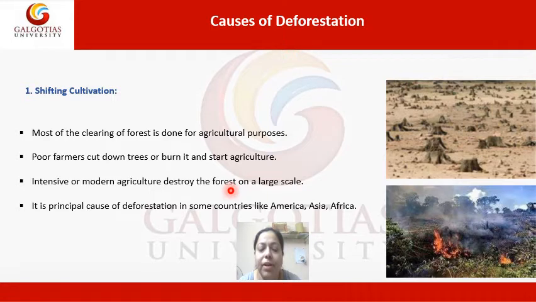Intensive or modern agriculture destroys the forest on a large scale. Obviously, nowadays there are modern agricultural processes. They are using machines and different types of instrumentation so they can clear off the forest very fast. It is the principal cause of deforestation in some countries like America, Asia, and Africa.